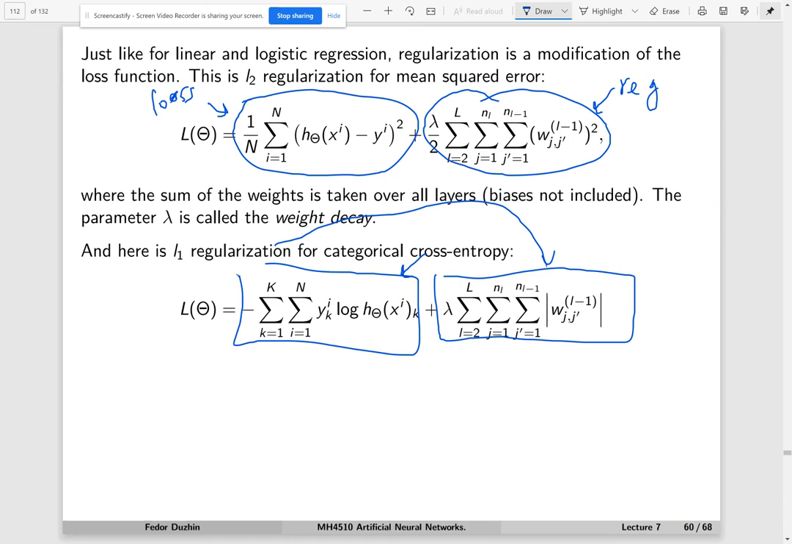So basically, the regularization term prevents the model from being too complex, right? It penalizes it for being too complex, and too complex means that it has too many large weights, but not biases. Biases are somehow okay, but having too many large weights is not okay.